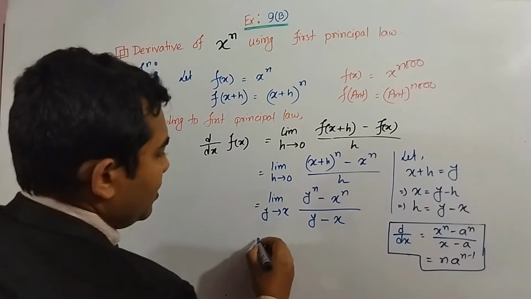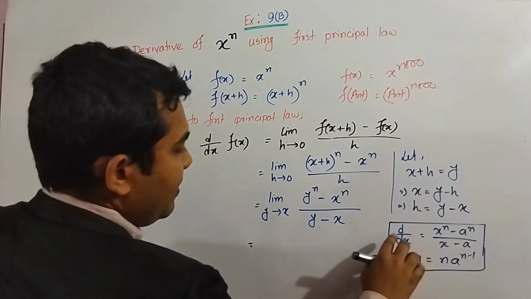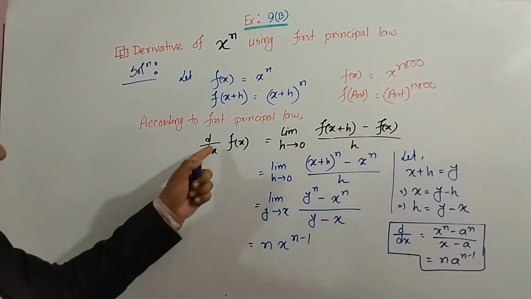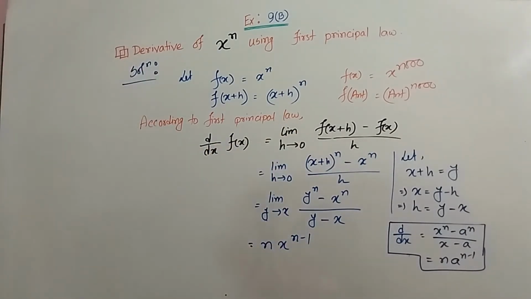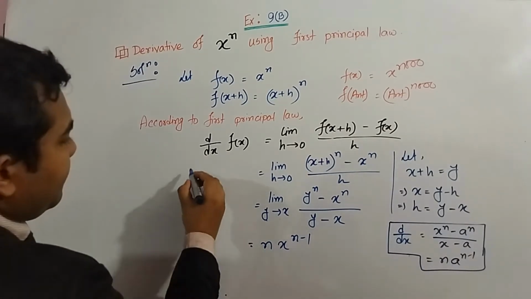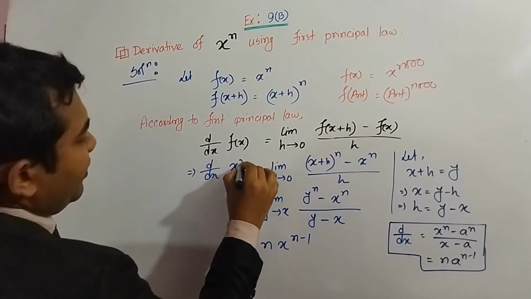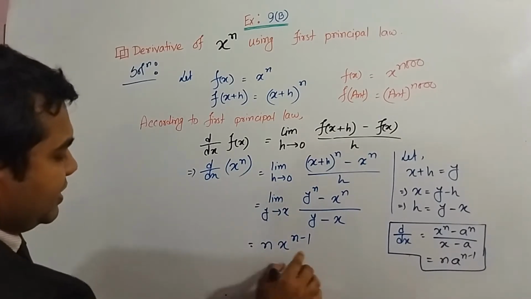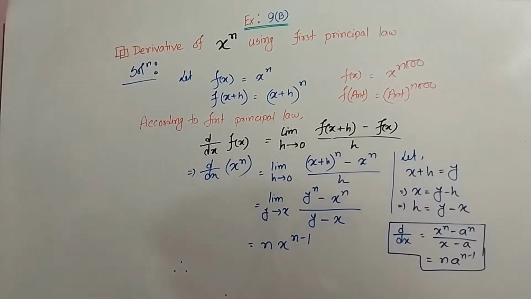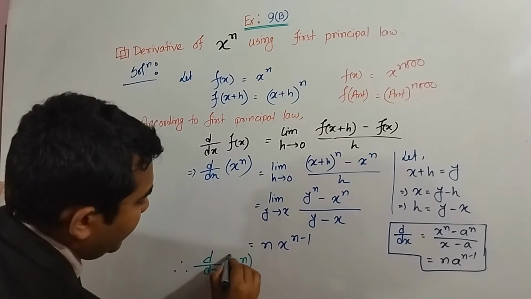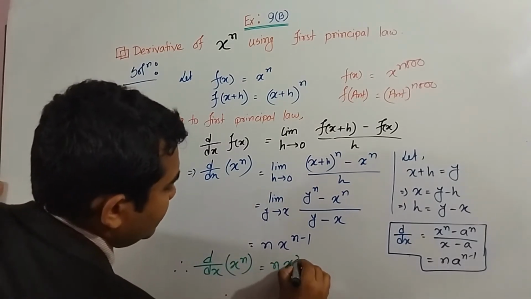Now, according to this formula, we can write n x to the power n minus 1, and that's the solution of this. That means d/dx of f of x was x to the power n. So d/dx of x to the power n is this. So what we have found, we can write in the very final line: the differentiation of x to the power n equals n into x to the power n minus 1.